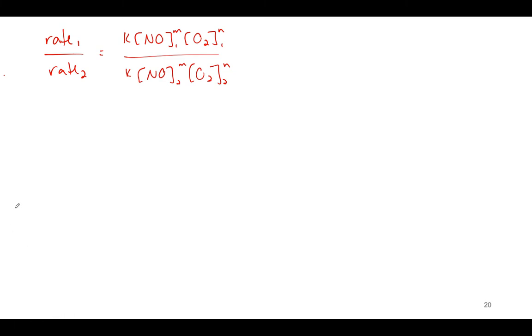And there we go. I want to keep our original equation, except now we're going to be comparing trials 1 and 3, so I'm going to change these subscripts of 2's to subscripts of 3's. There, that's good enough.